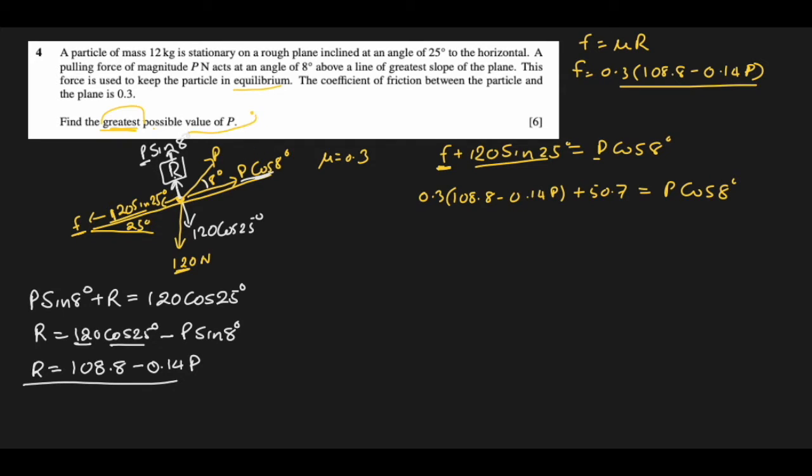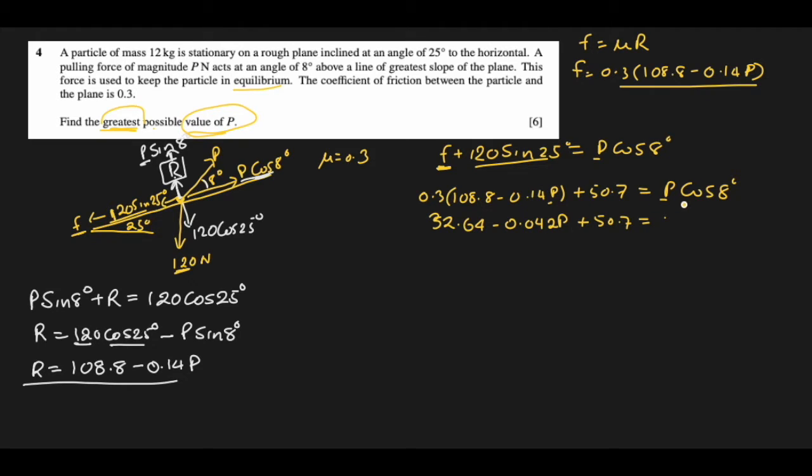Our target is to find the value of P. That means this P and this P must combine. For that I'll have to open this bracket. So 0.3 times 108.8 will be 32.64. 32.64 minus 0.3 times 0.14, which will be 0.042P, plus 50.7 equal to P cos 8.